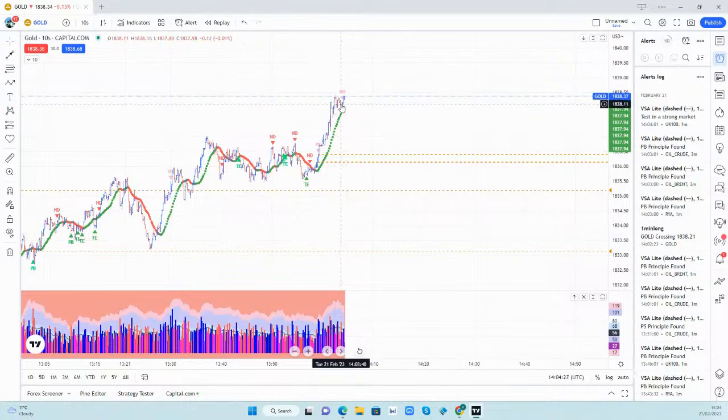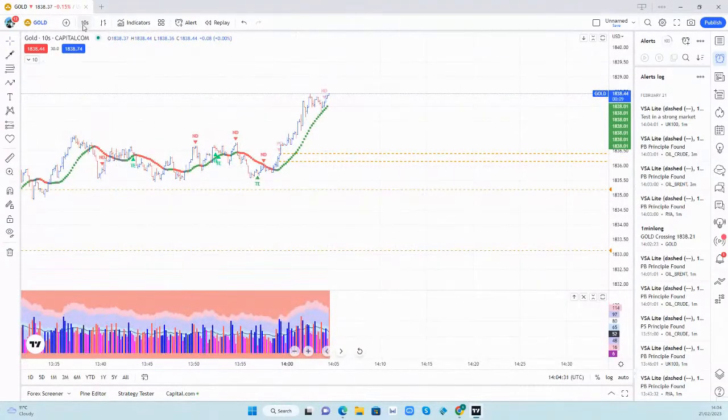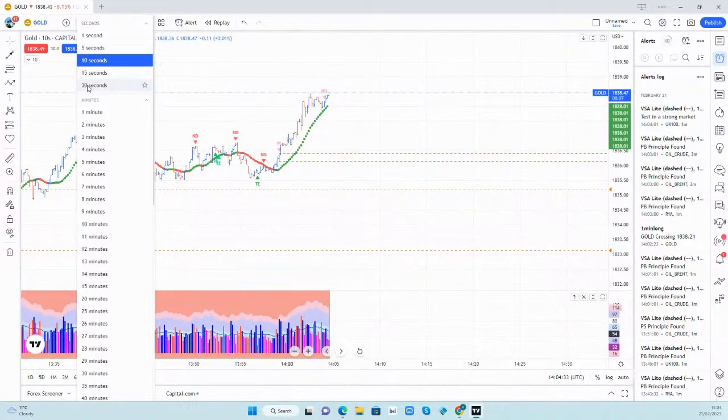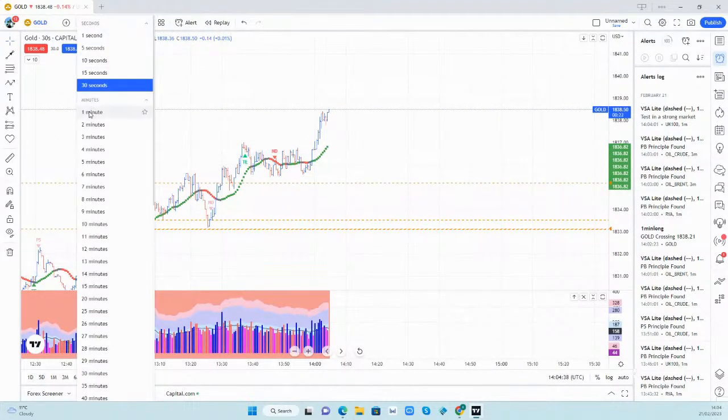There's no demand there on 10 seconds. If this fails, this is a good sign. This is going to go further up. It has failed. 30 second and 1 minute.